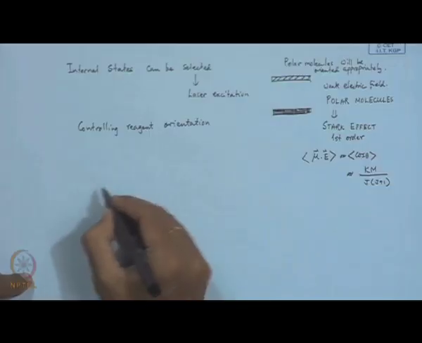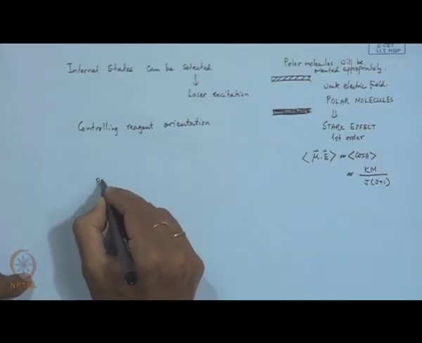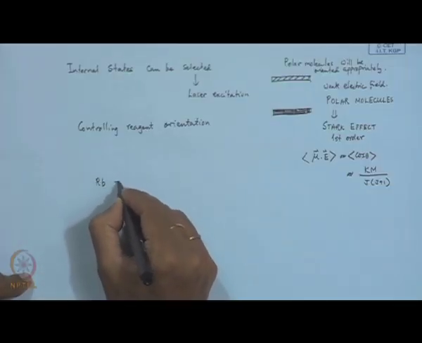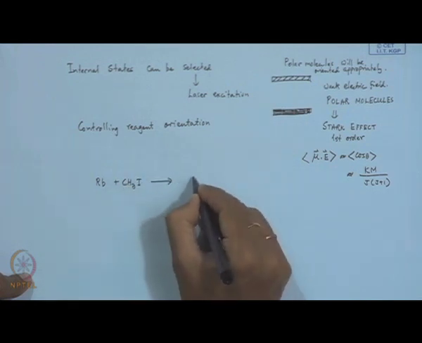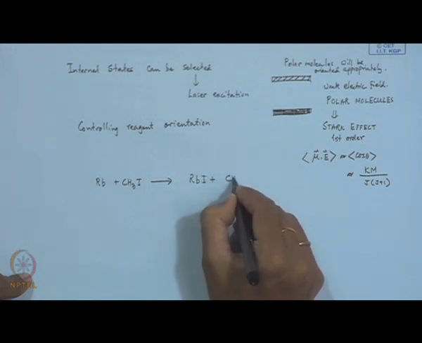Okay, next we will move on to the question: is there any stereochemistry? That is, whether some specific orientation is important for a reaction to take place. For this, let us take one example: rubidium plus CH3I giving rise to rubidium iodide plus CH3.